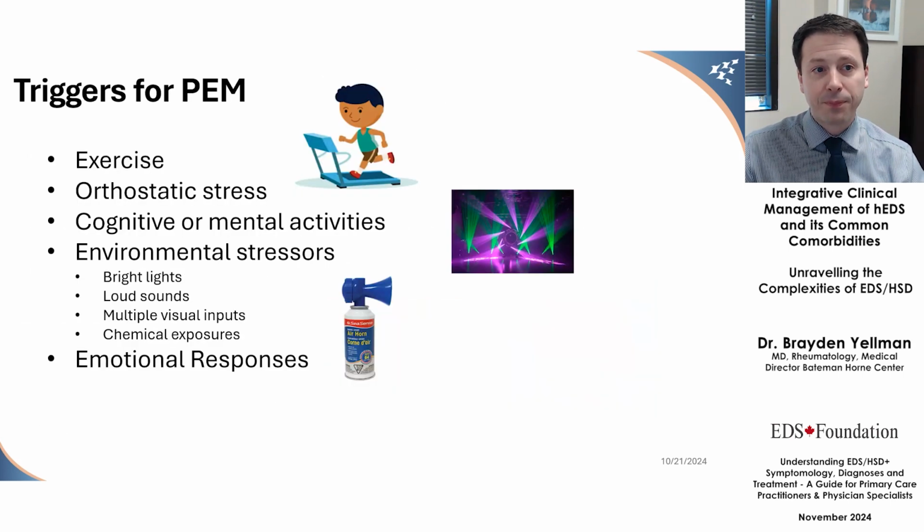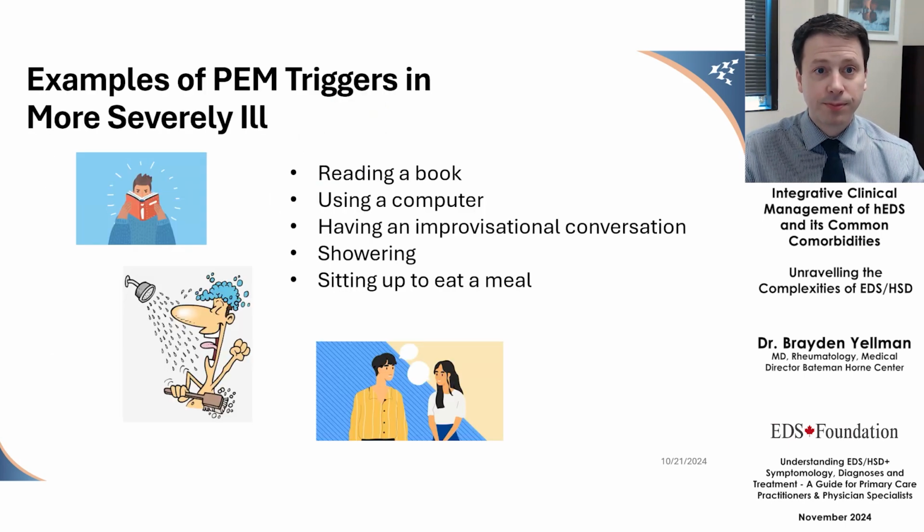subconscious way. Triggers for PEM include things like exercise, orthostatic stress, cognitive and mental activities, environmental stressors, and even emotional responses, be those good or bad emotions. It requires energy even to be excited on Christmas morning. In severely ill patients, sometimes reading, using a computer, having a small conversation, showering, or even sitting up to eat a meal can be a trigger for post-exertional malaise.